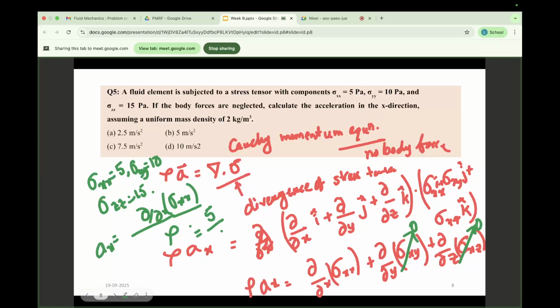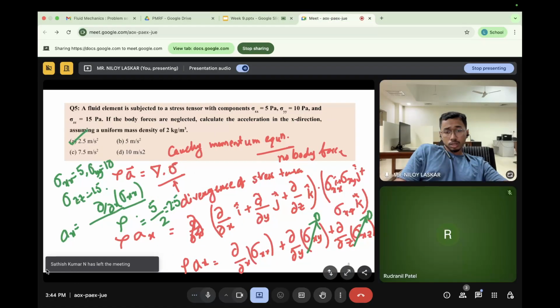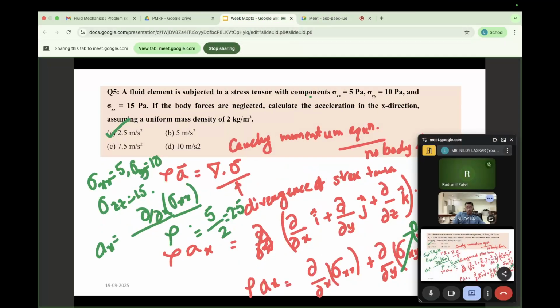So I can write this as 2 also rho. So that is 2.5. So the correct option is option A. I think you understand this concept, right? Okay, so I am moving to the next one.